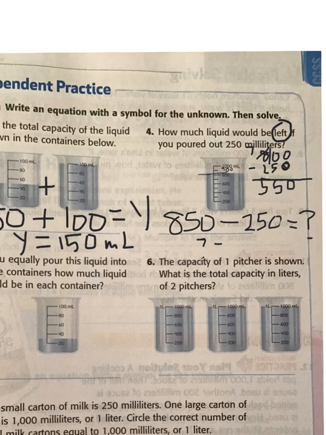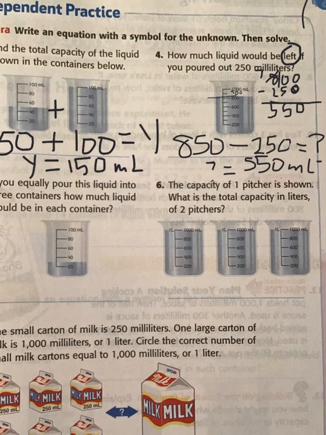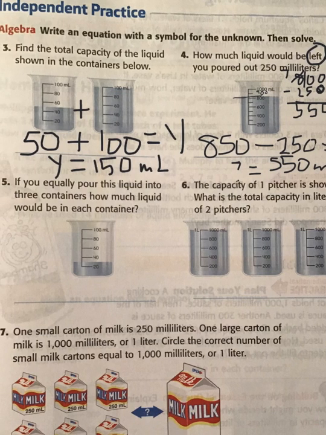Our question mark equals 550 milliliters. Okay? And we just kind of had to estimate right here. I estimated it was about 850. So if you got a slightly different problem and you didn't start with 850, that's okay. Your answer should be somewhere around 550, though. If you're 20 off or 25 off, it's okay. All right, let's go on to number 5.